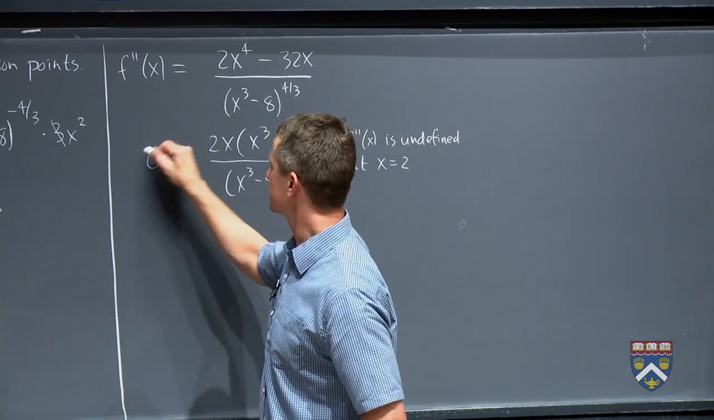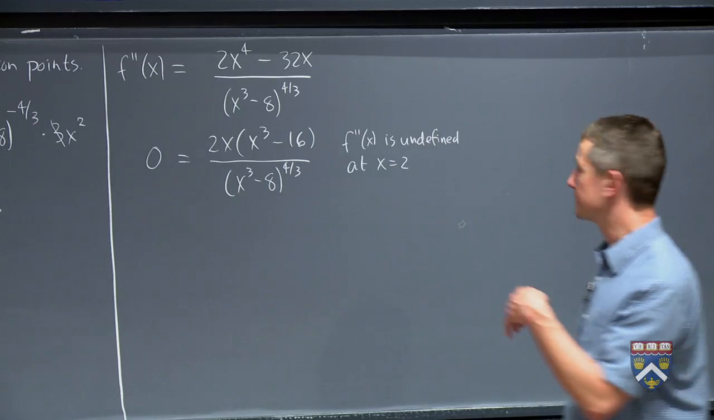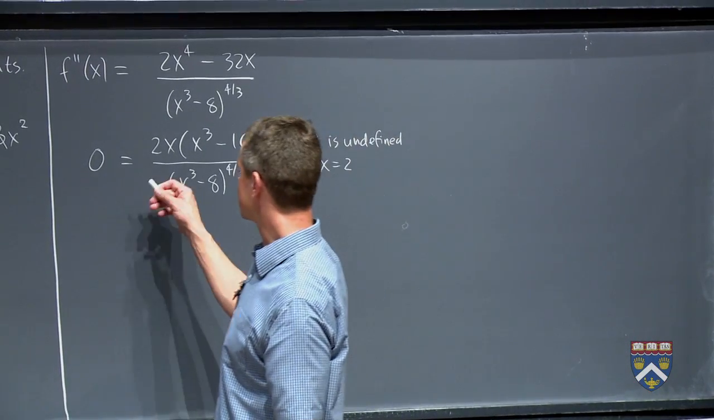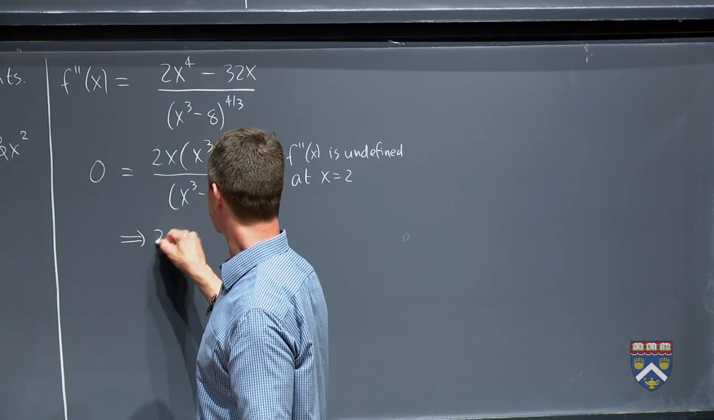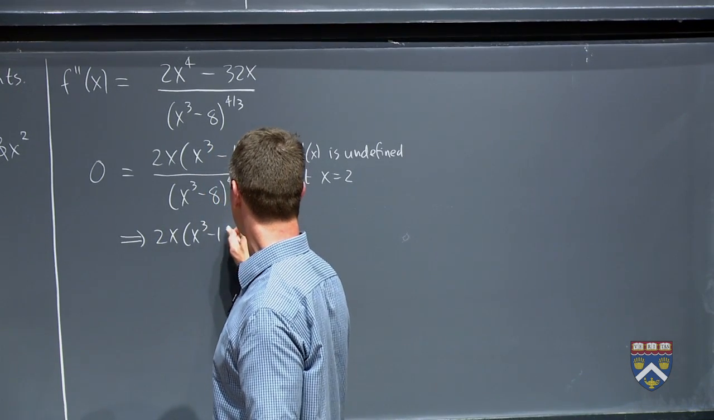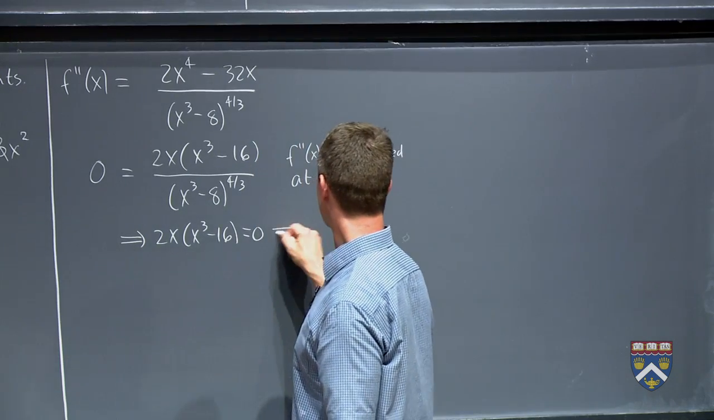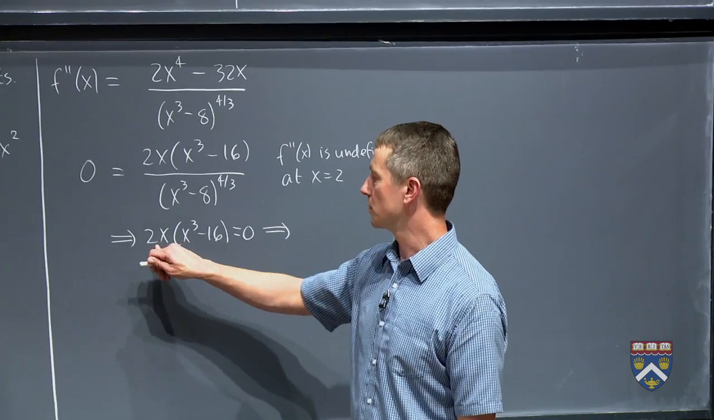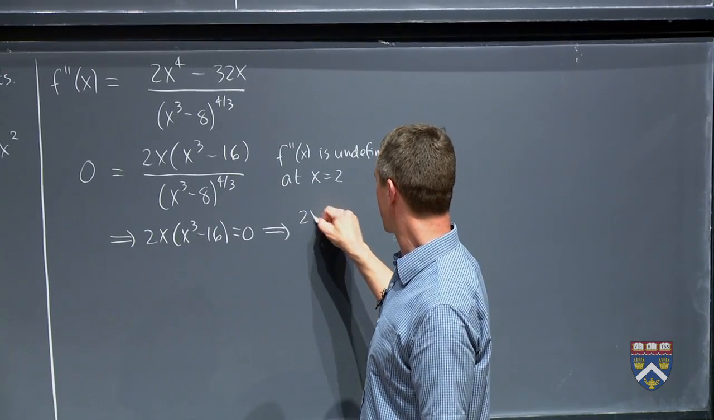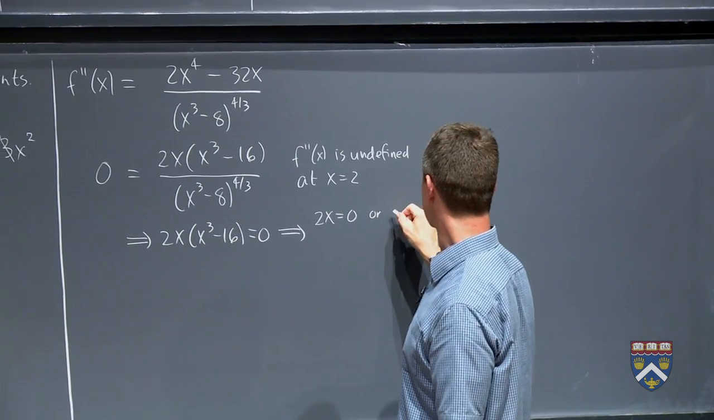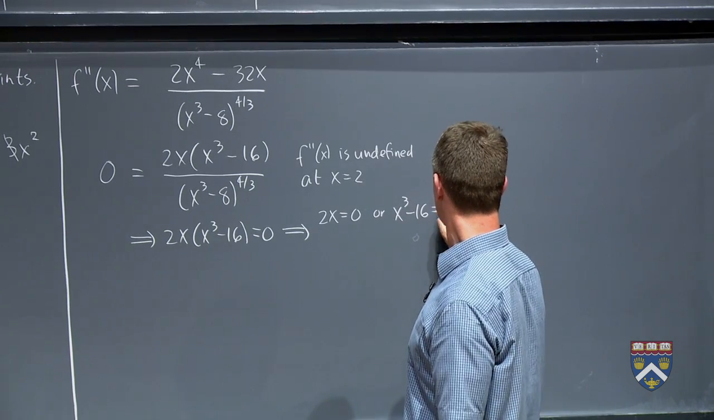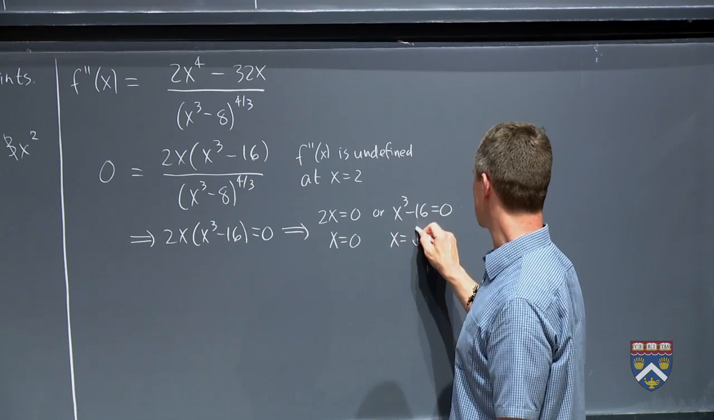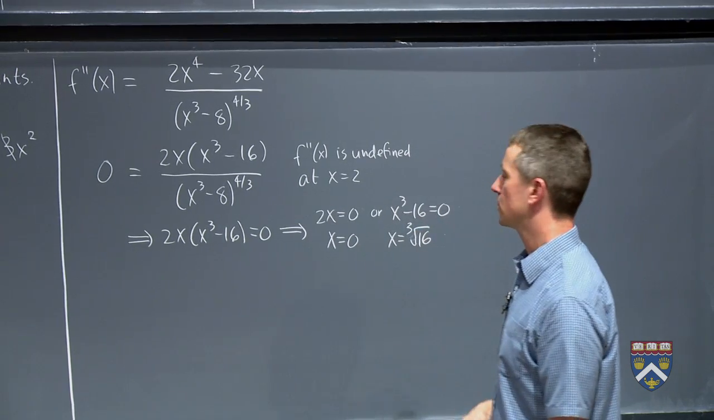And now we want to set this equal to 0. Setting a fraction equal to 0, as we just discussed, means that the numerator is 0. So if we want to set this equal to 0, that means that 2x times x cubed minus 16 is 0. Well, we're back in our favorite situation where you have the product of real numbers being 0. One of them's got to be 0. So if 2x is 0, or x cubed minus 16 is 0, 2x is 0 means x is 0. x cubed minus 16 is 0 means x is the cube root of 16.